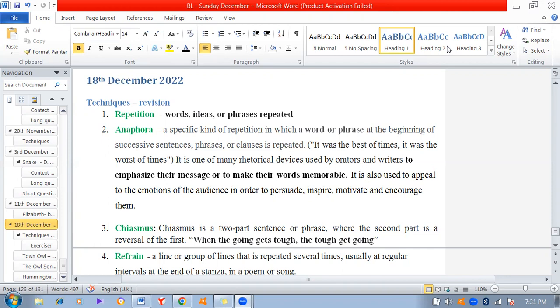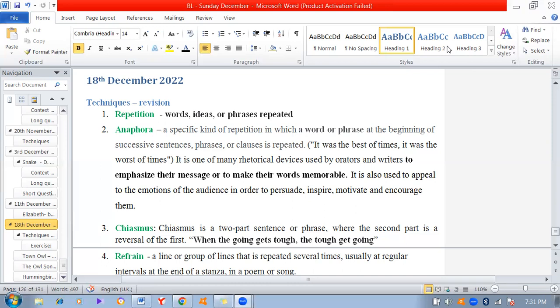So look at the example. It was the best of times, it was the worst of times. So there are two clauses. It was the best of times, then you have it was the worst of times. The first part, "it was the," is repeated in both sentences. So that is an example of anaphora.